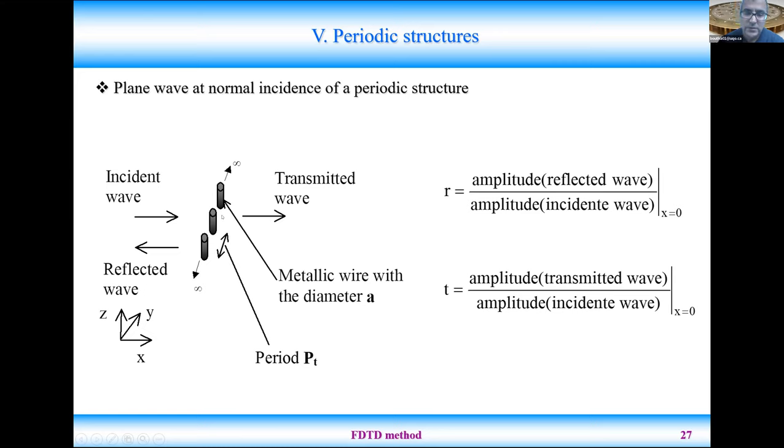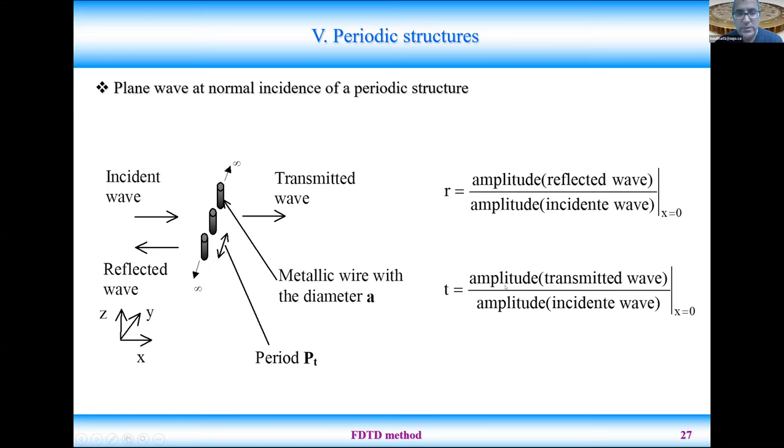Because of this, the boundary actually will be simpler, as you will see. So we want to send a plane wave, and we analyze what is a transmitted wave, what is a reflected wave. And the metallic wire has the diameter of A, and the period is PT. The reflection coefficient is defined like this. It is the amplitude of the reflected wave over the amplitude of the incident wave at the position x equals zero, that's the position of the surface.